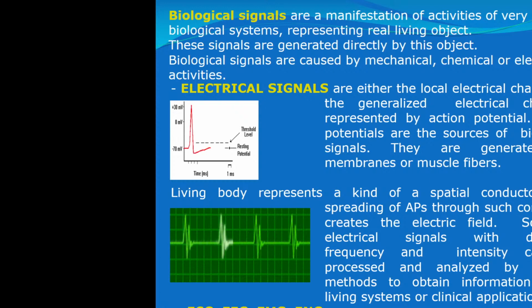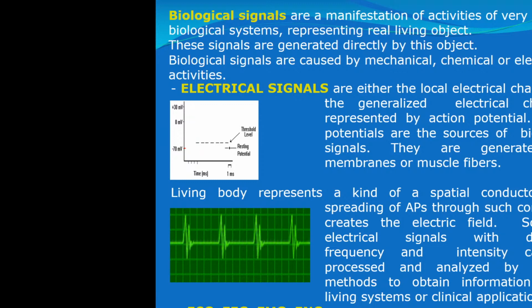Electrical signals are either the local electrical changes or the generalized electrical changes represented by action potential. Action potentials are the sources of biological signals. They are generated by membranes or muscle fibers. The living body represents a kind of partial conductor. The spreading of APs through such a conductor creates the electric field.